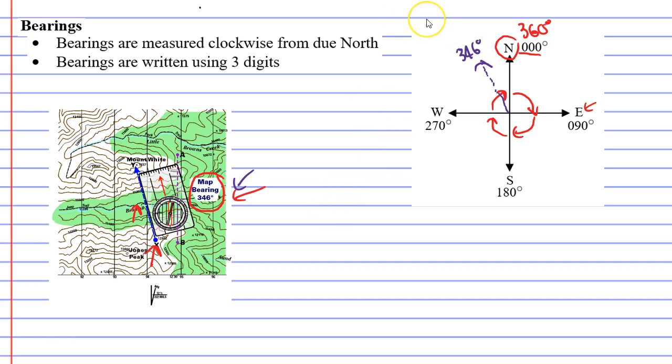You'll also notice that bearings are written using 3 digits. For instance, the 0 is written with 3 zeros. The 90 degrees is written with a 0 at the front to ensure that 3 digits have been written down.